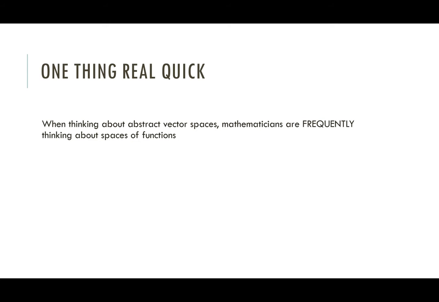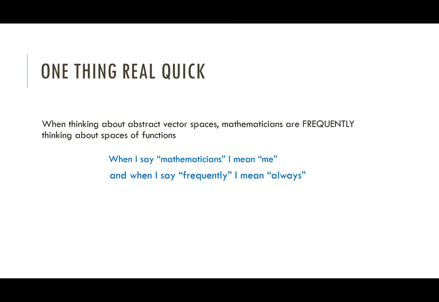And real quick, before we do that, I just want to emphasize something that came up in the 3Blue1Brown video, which is when thinking about abstract vector spaces, mathematicians are frequently thinking about spaces of functions. And when I say mathematicians, I mean me. And when I say frequently, I mean always. I work in PDEs, and for me, vector spaces are function spaces, lots of different kinds of function spaces. If you work in PDEs, you think of vectors no longer as arrows and lists of numbers, but as function spaces.